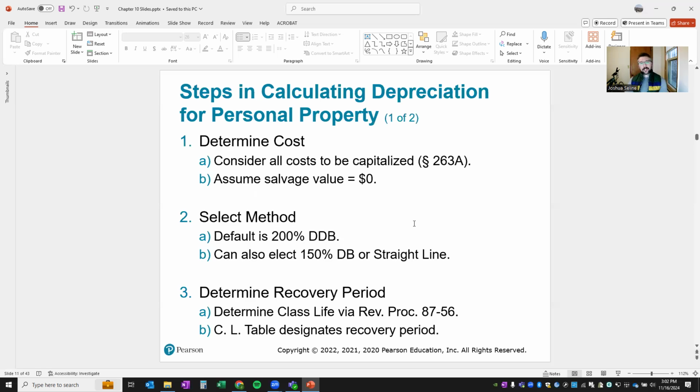Steps in calculating depreciation for personal property. You determine the cost. The salvage value, again, is 0. Select the method. Default is going to be the 200% double declining balance, but you can also do 150% declining balance or straight line. Determine the recovery period. The book has an entire schedule of this. You could also Google it: what's the useful life of such and such asset?